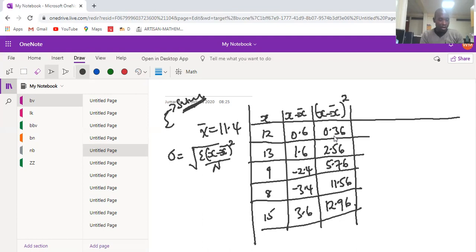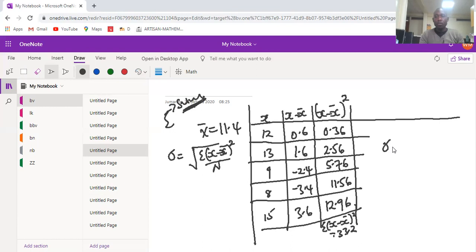12.96 plus 11.56 plus 5.76 plus 2.56 plus 0.36. You get 33.2. The summation of x minus x bar squared is actually 33.2.